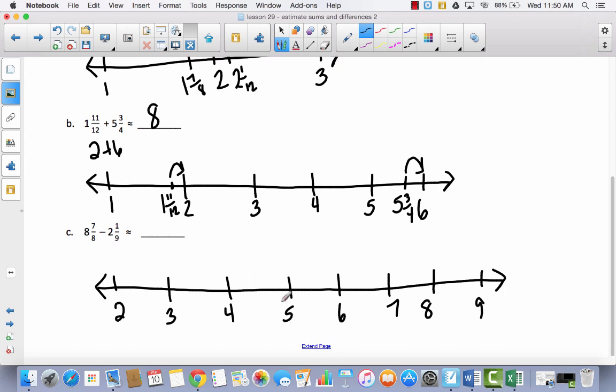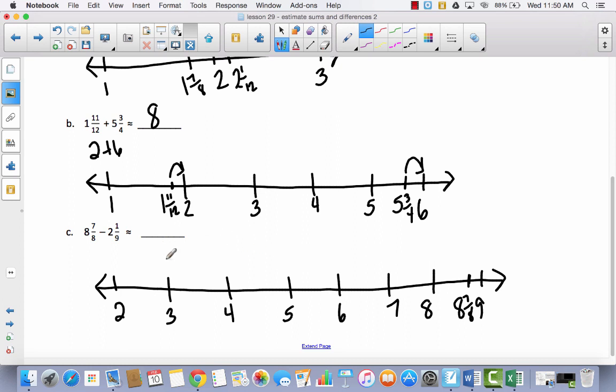Okay, so hopefully you went ahead and tried this by yourself. 8 and 7/8 is going to come between 8 and 9. So if I divided this into 8 parts and I counted over 1/8, 2/8, 3/8, 4/8, 5/8, 6/8, 7/8, 7/8 is going to be all the way down here, because 8 and 8/8 equals 9. So 8 and 7/8 is really close to 9.